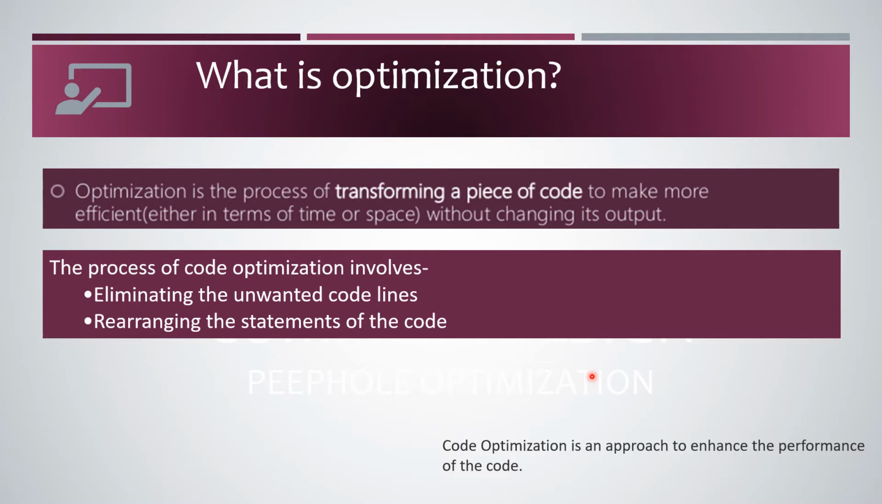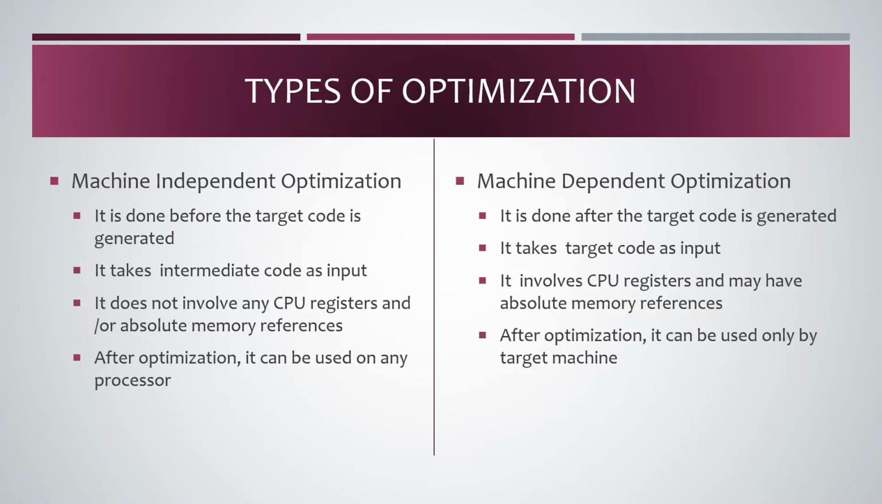There are two types of optimization. Let us see them. The two types of optimizations are machine independent optimization and machine dependent optimization. Let's see the difference between them. Machine independent optimization is done before the target code is generated. So naturally, its input will be an intermediate code. And we know that the intermediate code does not involve any CPU registers or absolute memory references. So after optimization, the optimized code can be used on any processor.